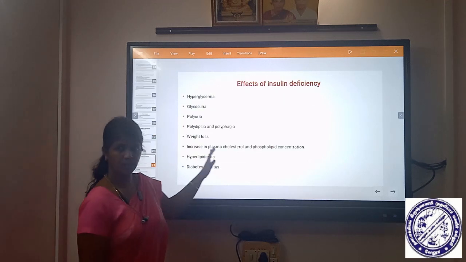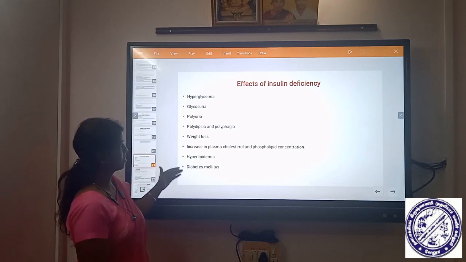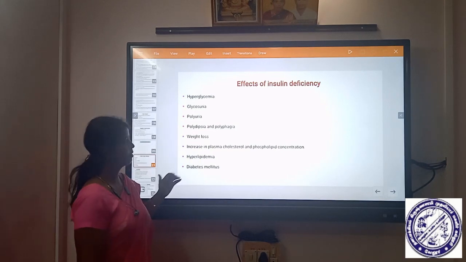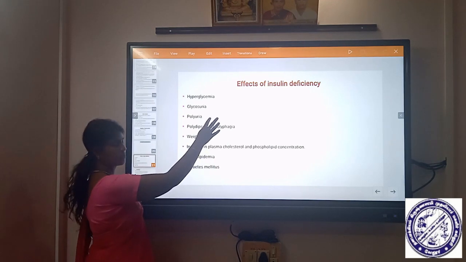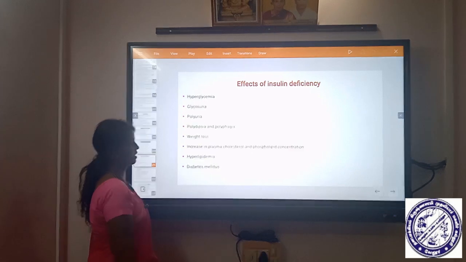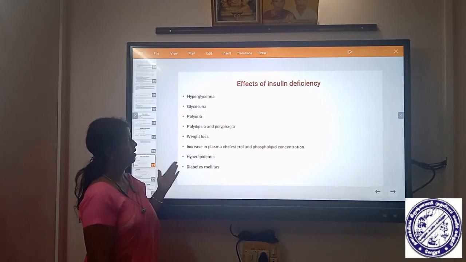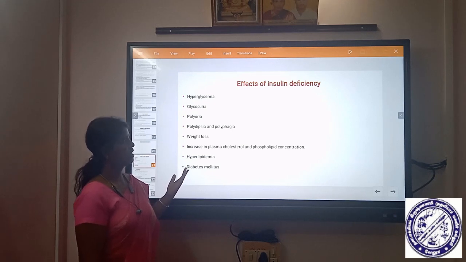Then, effect of insulin deficiency. Whenever insulin is deficient, these are some of the disorders which occur in human beings: hyperglycemia, glycosuria, polyuria, polydipsia and polyphagia, weight loss, hyperlipidemia and diabetes mellitus. This is about the role of insulin, biosynthesis, etc.